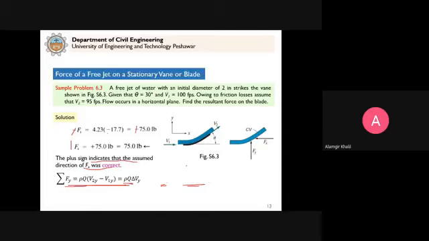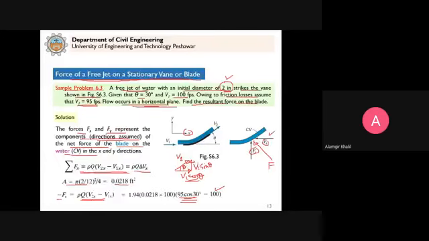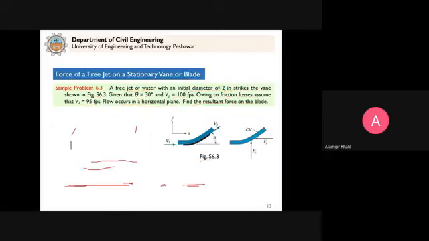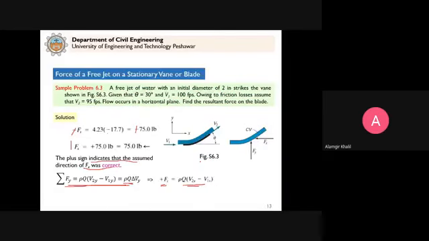So what is v2y here? v2 sine of theta. That's why it is written here as v2 sine of theta. But v1 has no component in the y direction, no component. That's why it is 0. So from here, Fy is 201 pounds.